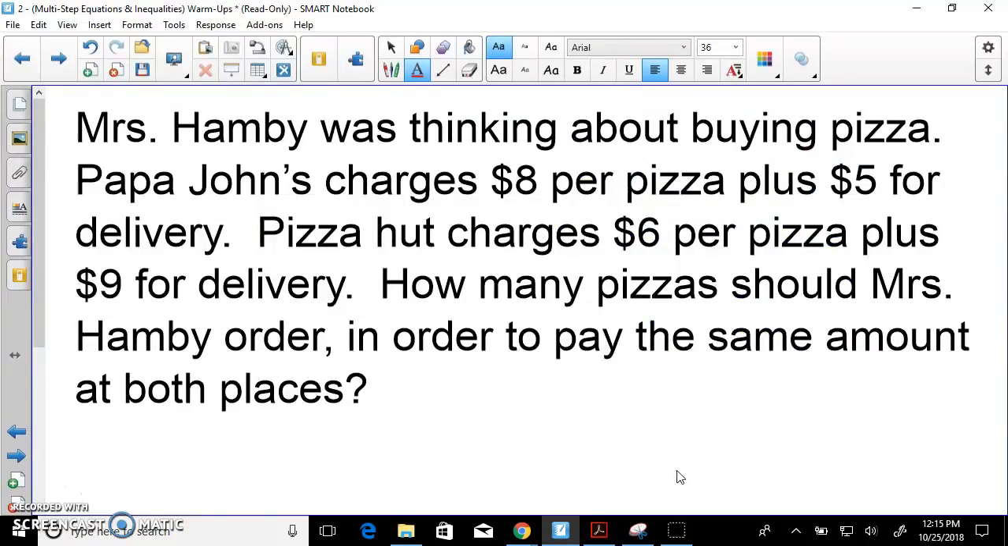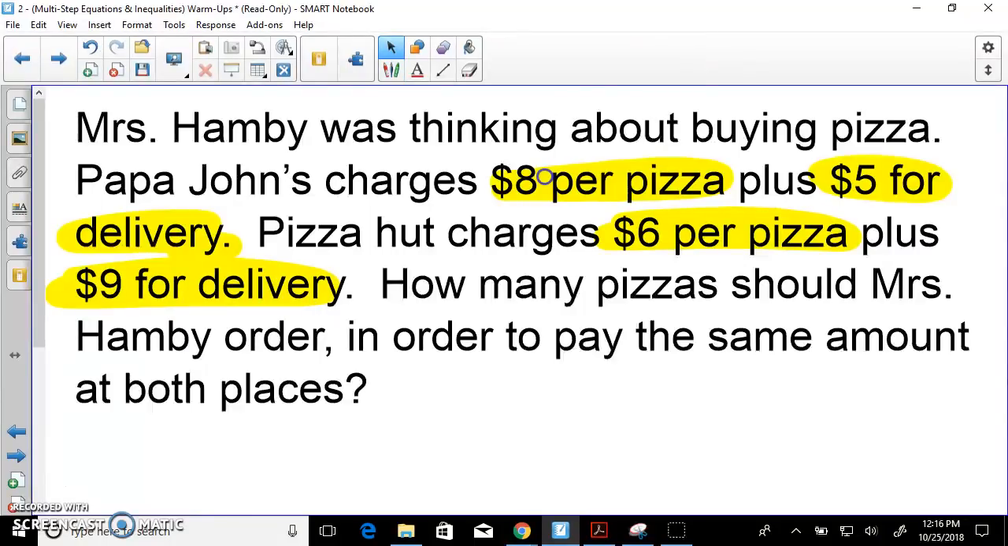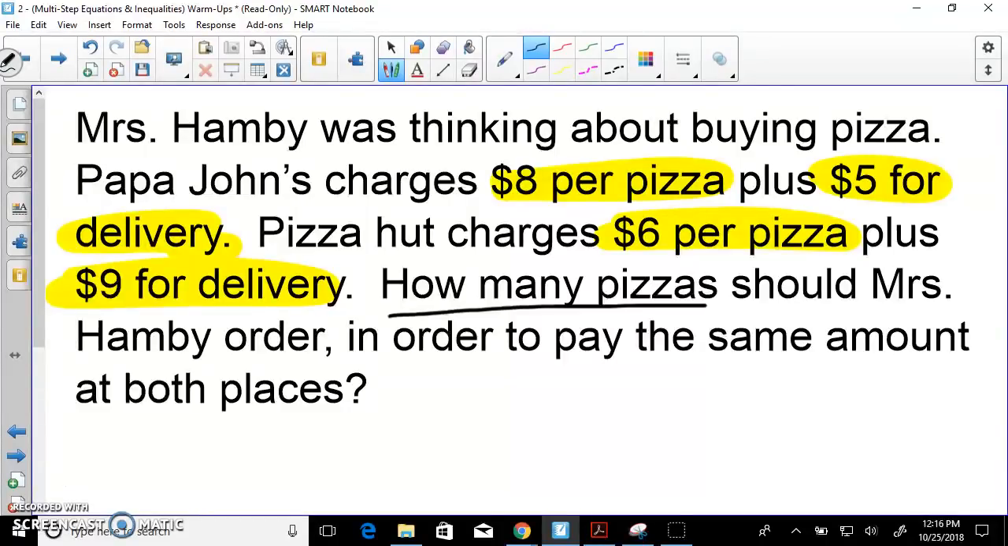Our next question is talking about Miss Hamby, and she's thinking about buying a pizza. She's looking at Papa John's. Papa John's charges $8 per pizza, so that's important. So I'm going to highlight that, $8 per pizza, plus $5 for delivery. Pizza Hut charges $6 per pizza, plus $9 for delivery. How many pizzas? How many pizzas? So that's what we're looking for, pizzas. Should Miss Hamby order in order to pay the same amount at both places?